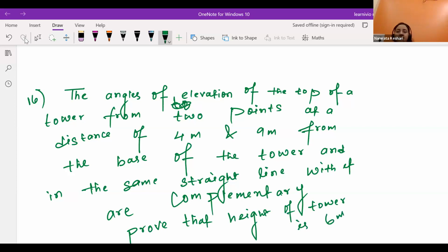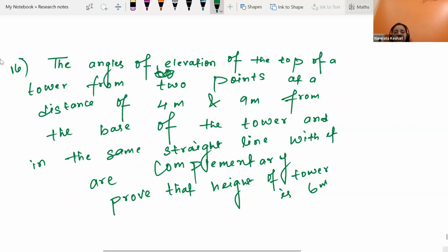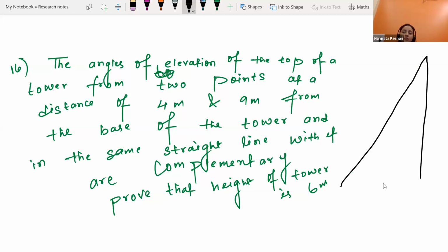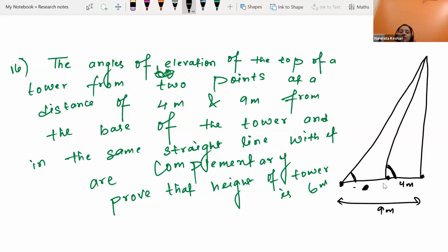Let's draw the figure. The angle of elevation of the top of the tower, angle of elevation, that means this time we don't have to draw the angle over here. It says from two points at a distance of 4 meter and 9 meter from the base of the tower. So from the base it's 4. Angle of elevation means this angle and this angle, in the same straight line with it, are complementary.